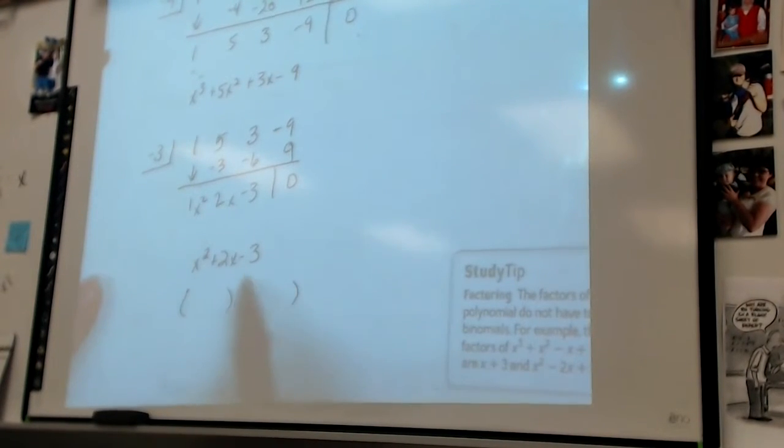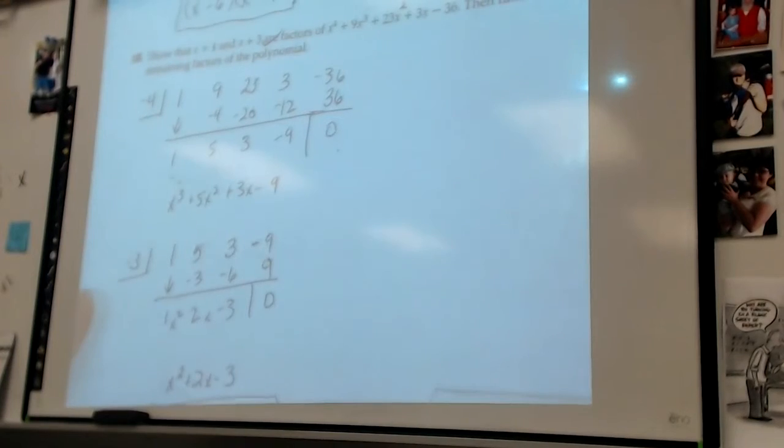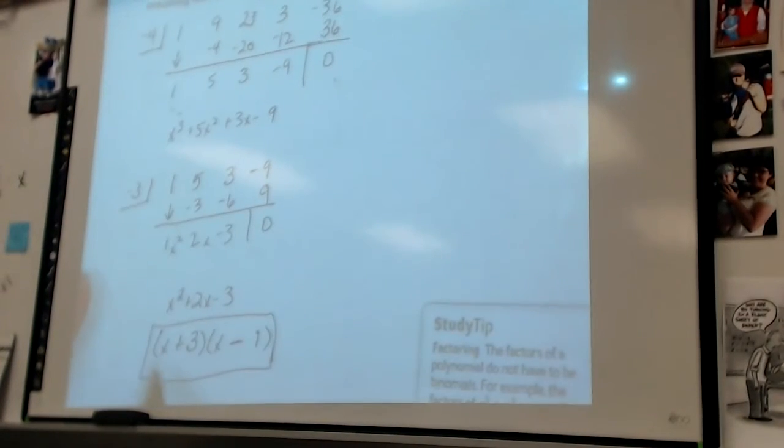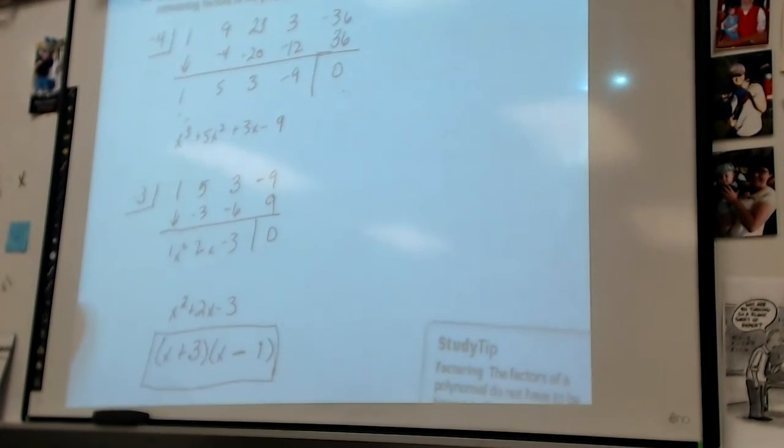So, no GCF, trinomial, leading coefficient 1, product and sum. X, X, two numbers that multiply to get negative 3 and combine to get 2. Negative 3 and 1 or 3 and negative 1? Plus 3, negative 1. There you go. So there's your remaining factors. So this one has 4 factors. It has these 2 that we just found plus the 2 that were given, x plus 4 and x plus 3. So x plus 3 is in there twice.